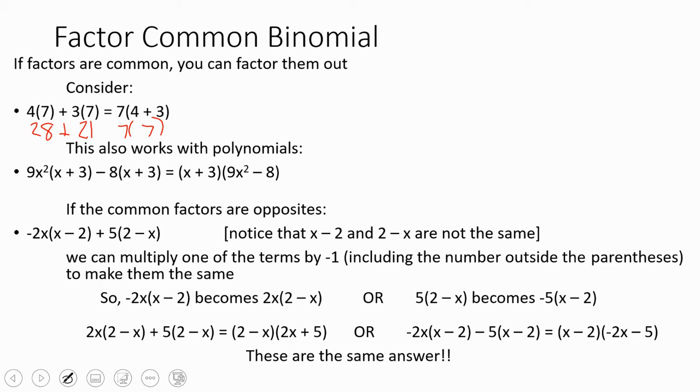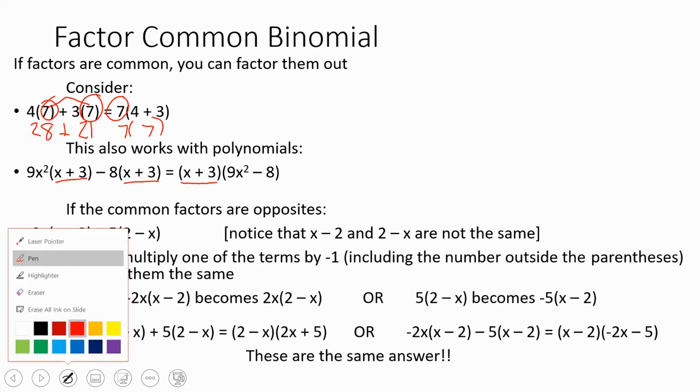So what we do is we take that and we apply it to polynomials. So if you had something that said 9x squared times the quantity of x plus 3 minus 8 times the quantity of x plus 3, you can notice they have the same factor. Just like the 7 was the same up here, the x plus 3 is the same. So what we did with the 7, we just put that outside. So we're going to take the x plus 3 that's the same, and we're going to put that down only once.